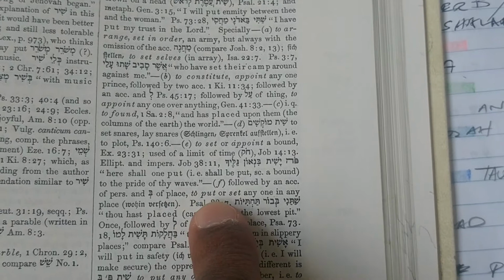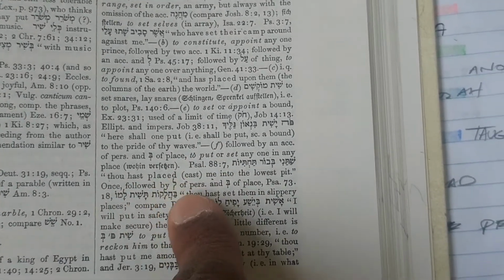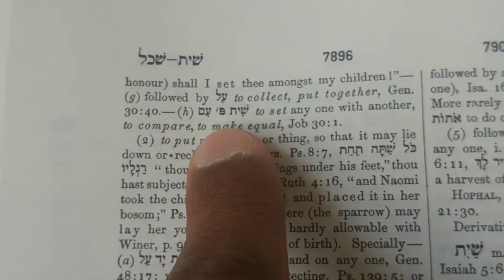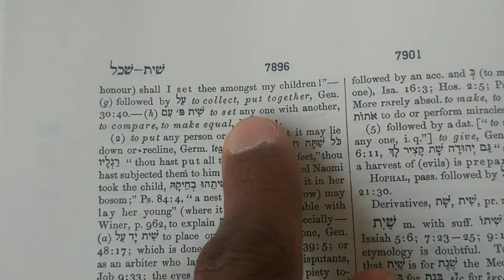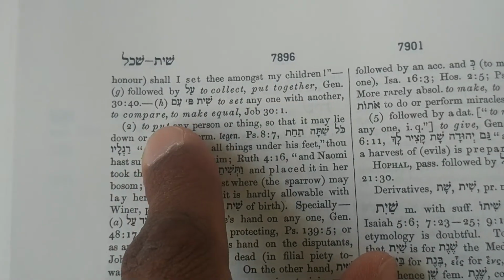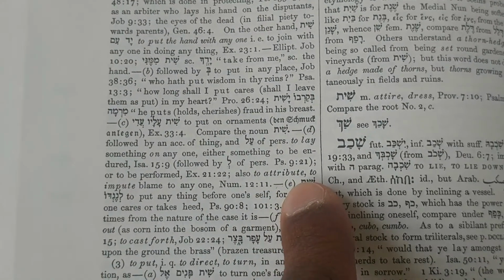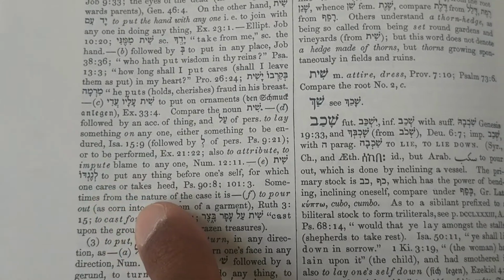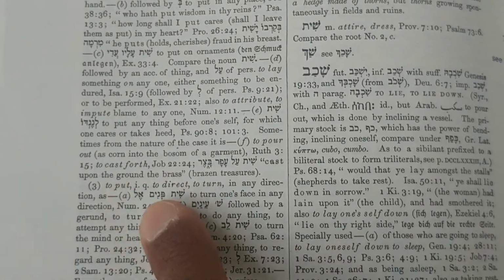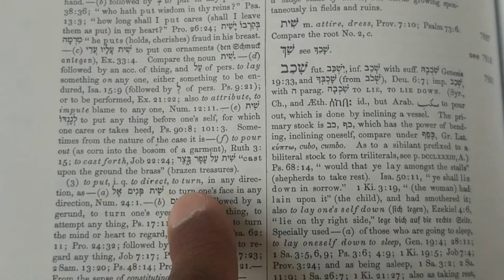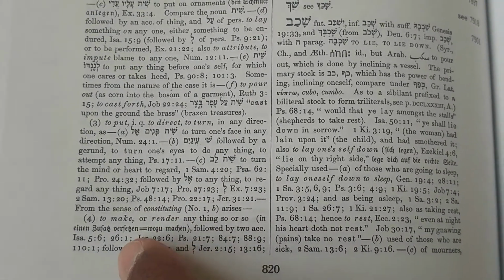To set or appoint. Okay? To put or set. Thou hast placed. To place. To collect. Put together. To put together the earth. To compare. To make equal. To attribute. To impute. Blame to anyone. To cast forth. To put. To direct. To turn. That's interesting.